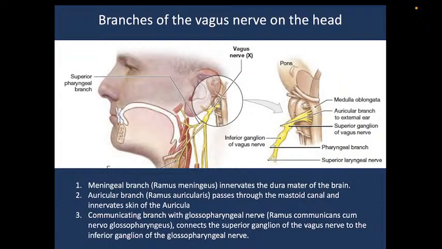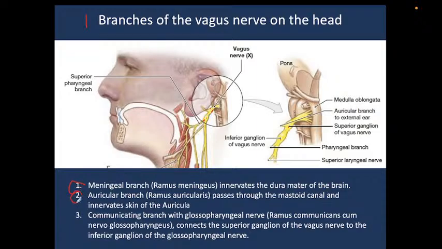Here you see the two ganglia of the vagus nerve, superior and inferior ganglion, and they are also visible here. We distinguish four groups of branches of the vagus nerve. The first group, number 1, is the branches we can see on the head. The first one is the meningeal branch. It innervates the dura mater of the brain.